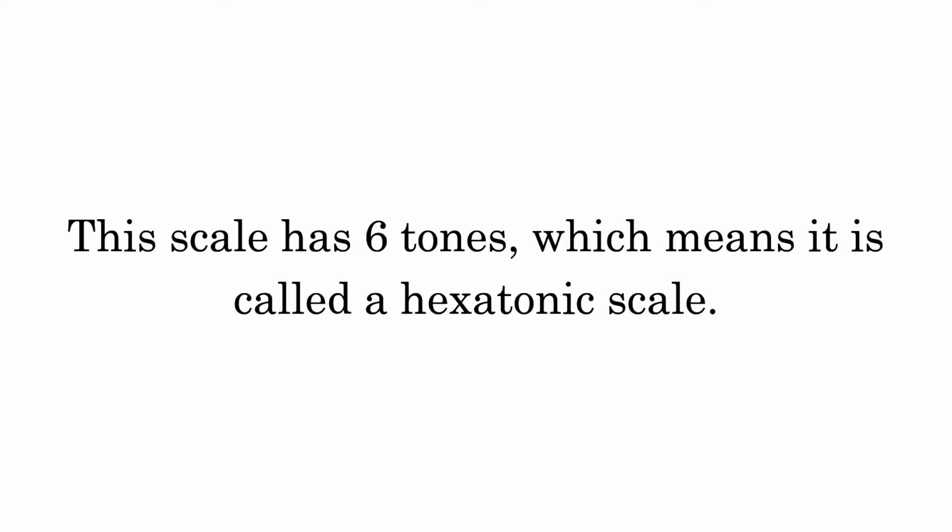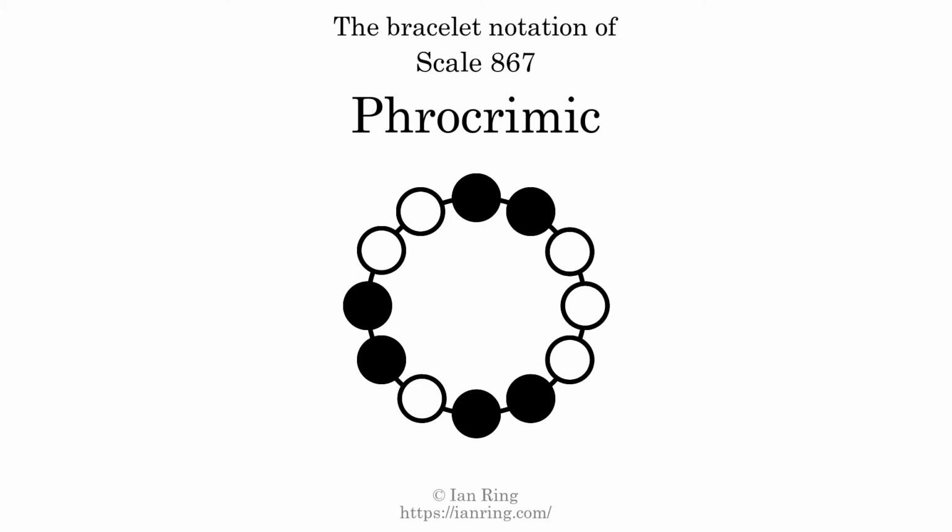This scale has 6 tones, which means it is called a hexatonic scale. This is a bracelet notation diagram of scale 867. The shaded circles represent tones that appear in the scale, and they are read clockwise, starting at the top.